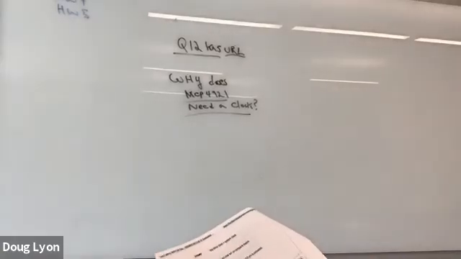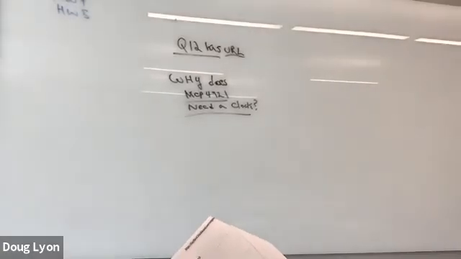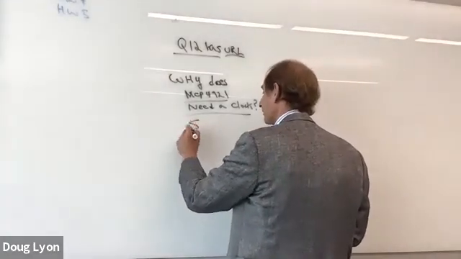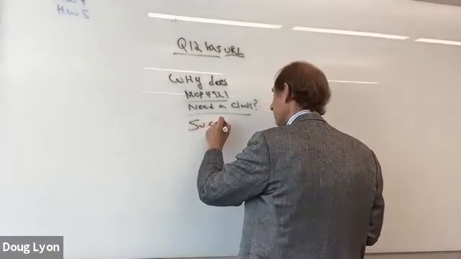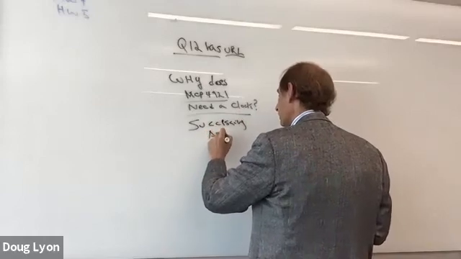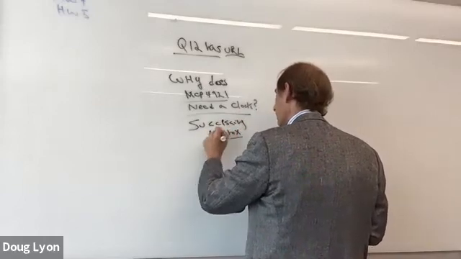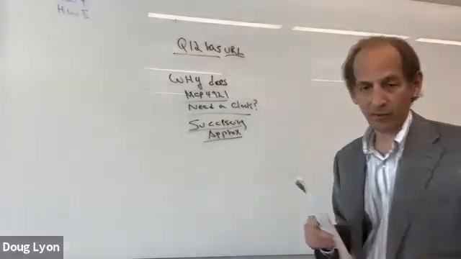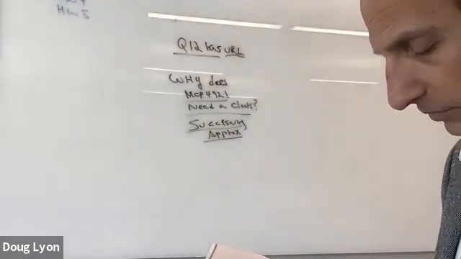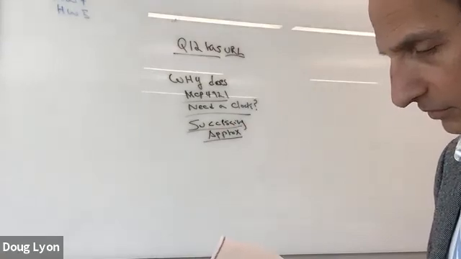Yes, I'm listening. Yeah, good. So what kind of a DAC is this? This 4921? I'm not too sure. Well, this is a successive approximation DAC. And why doesn't a successive approximation DAC need a clock? Anybody know?